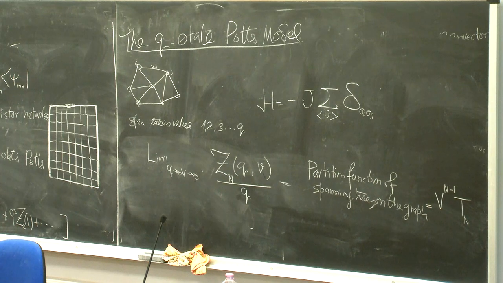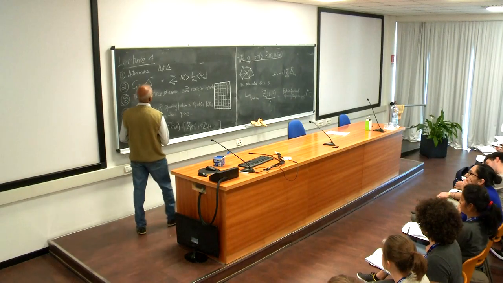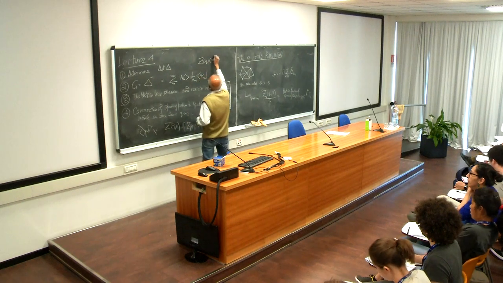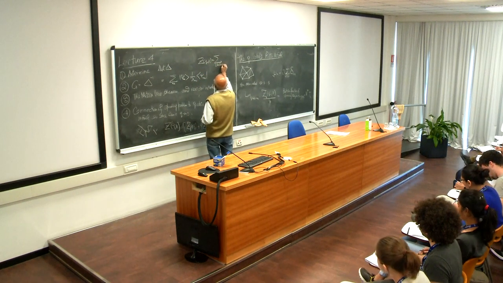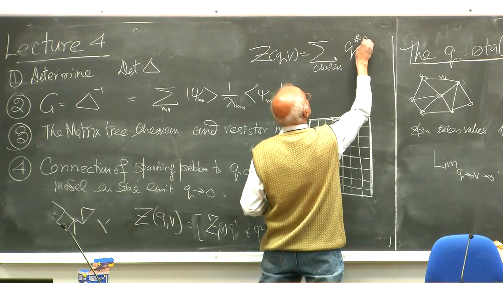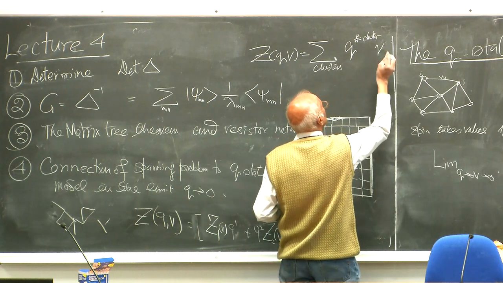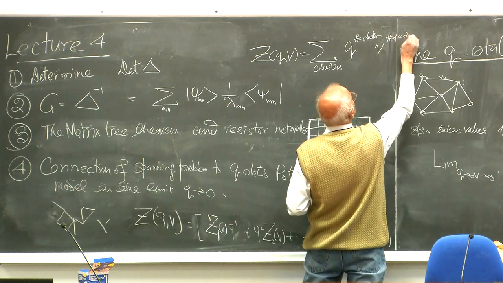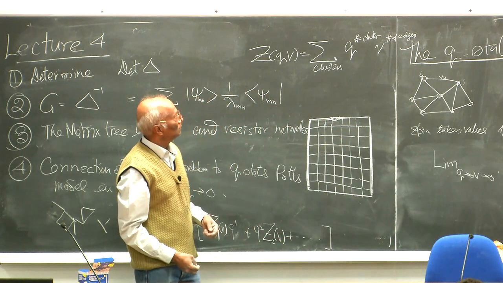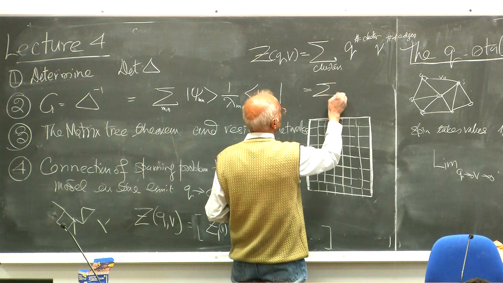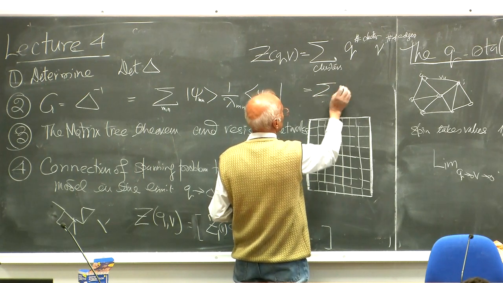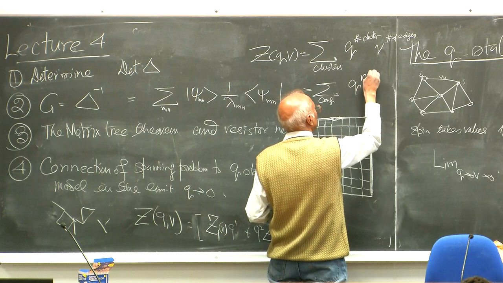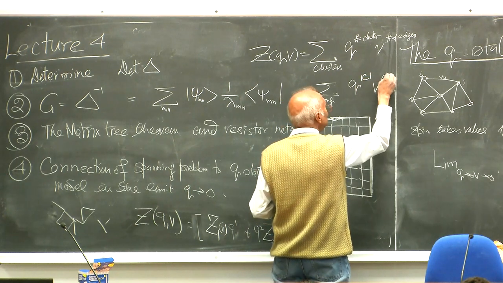Sorry, I still don't understand why the 1 is not there, in the partition function. Aha, because no, no, no, so let us go back. Z(q,v) is equal to the summation over clusters, q to the power number of clusters, v to the power number of edges. Okay? Sometimes it is written like this, it's a nice notation: summation over configurations, q to the power |C|, v to the power E.